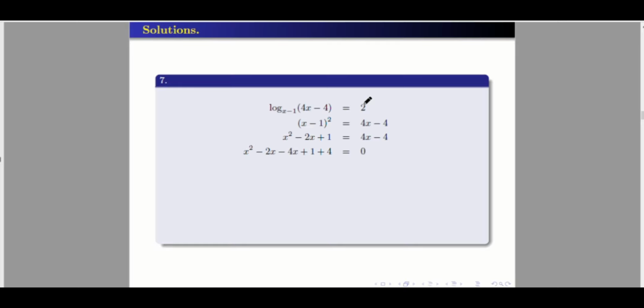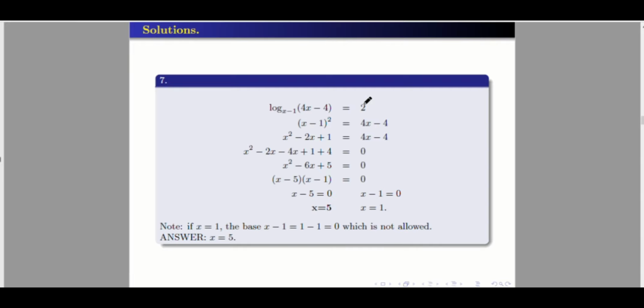So we have this transpose. So you have x squared minus 6x plus 5 equals 0. So we have x minus 5 times x minus 1 as the factors. So therefore we have x equals 5 and x equals 1. Okay, now if x is equal to 1, take note that the base will become 0, which is not positive. Take note, the base must be positive. 0 is not a positive number. So therefore, we will not allow x equals 1.